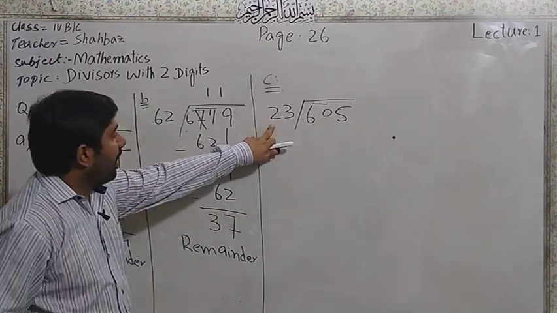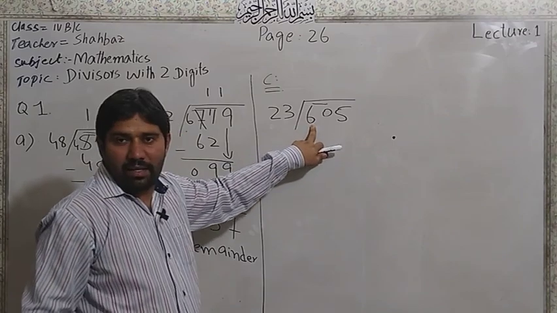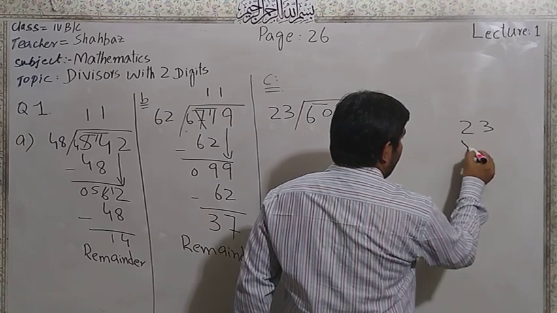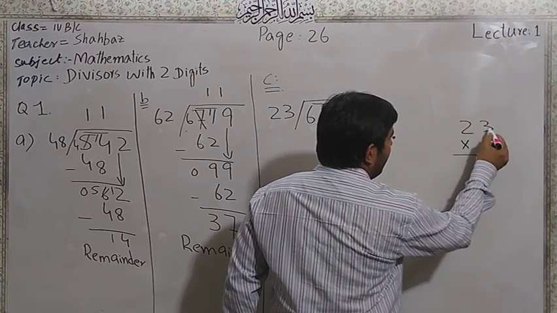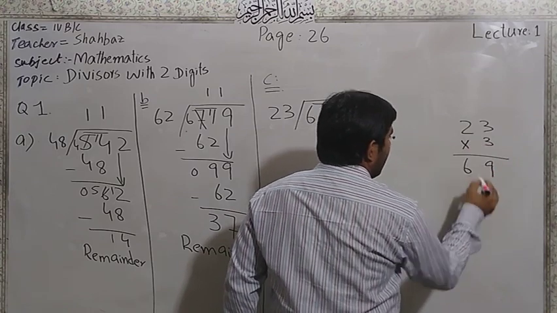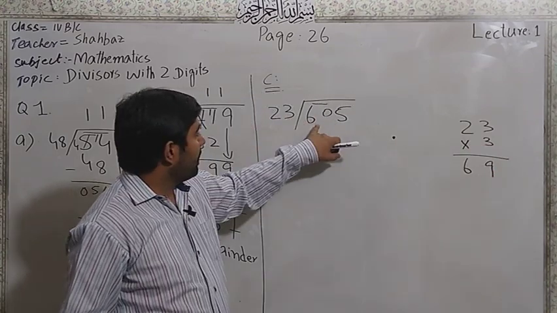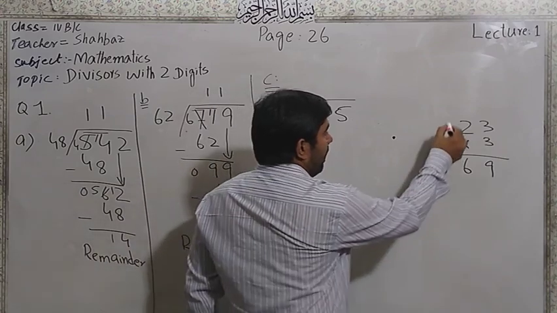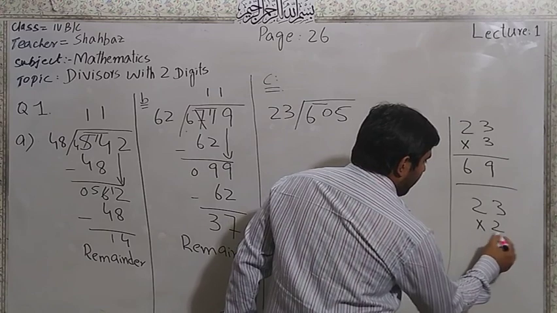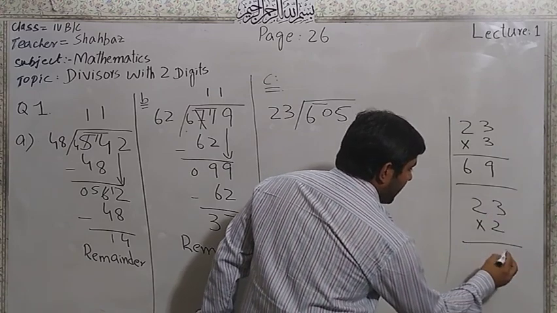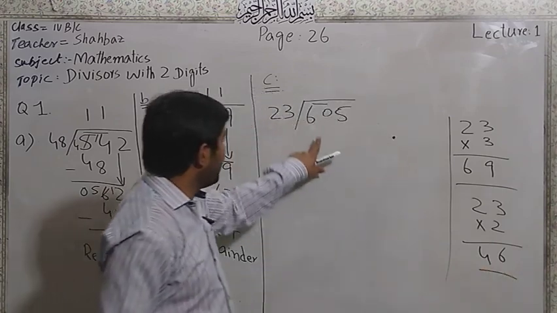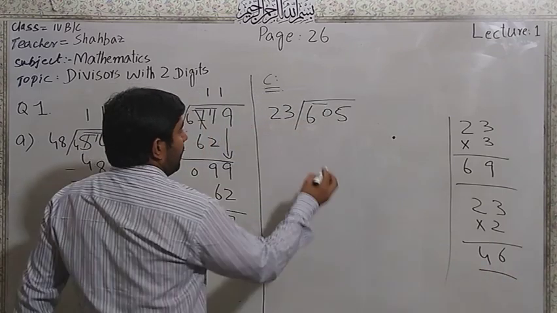You will guess how many 23s are equal to or less than 60. You will guess 23 multiplied by 3. 3 3s are 9. 3 2s are 6. It's 69. It's greater than 60. Our guess is wrong. So you will read 2 3s are 6. 2 2s are 4. Now it's 46, which is less than 60.